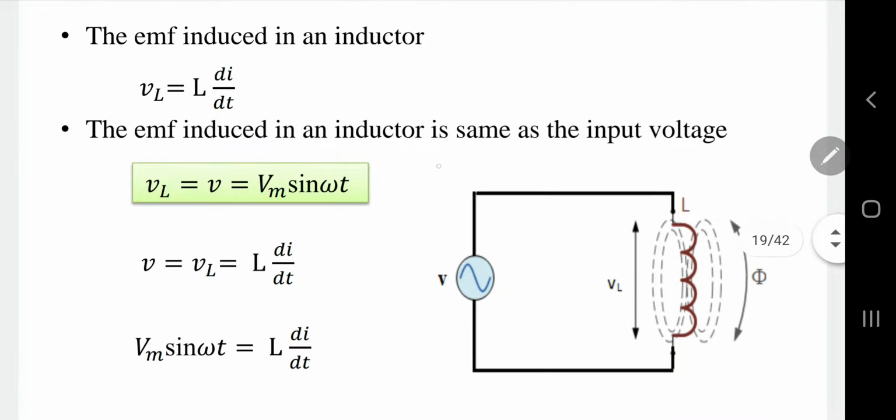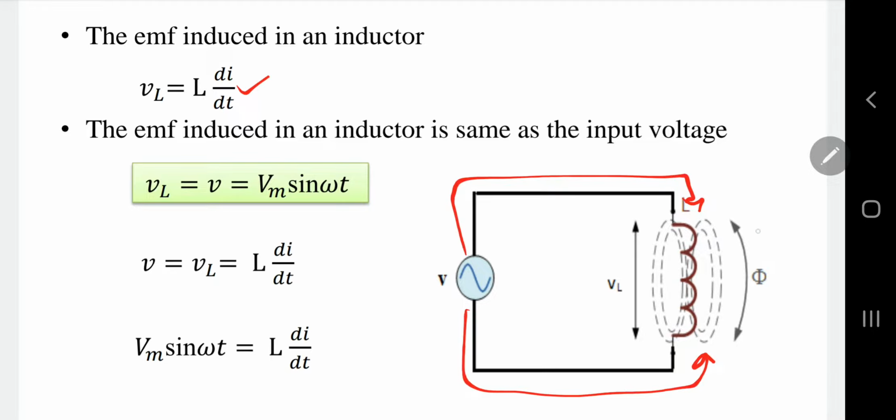For the EMF induced in an inductor, we have studied that VL is equal to L di by dt. First, let us find the voltage across the inductor. The voltage across the inductor will be the same as the supply voltage. Why? Because only one element, the inductor, is there. So the voltage across the inductor is the supply voltage, VL is equal to Vm sin omega t.